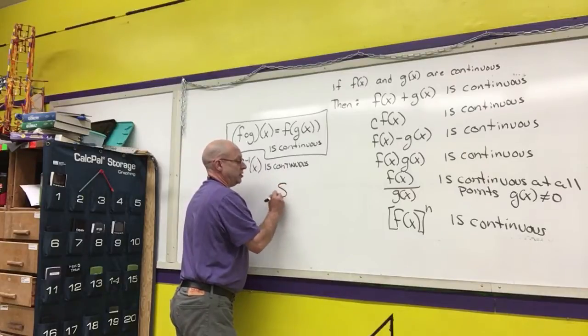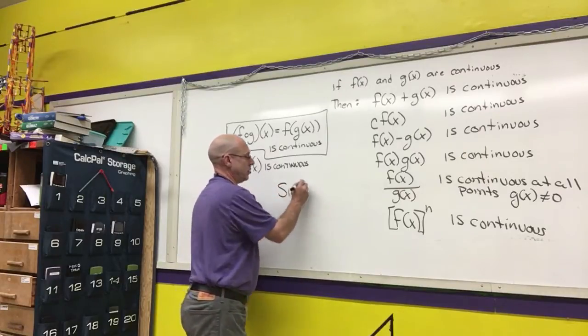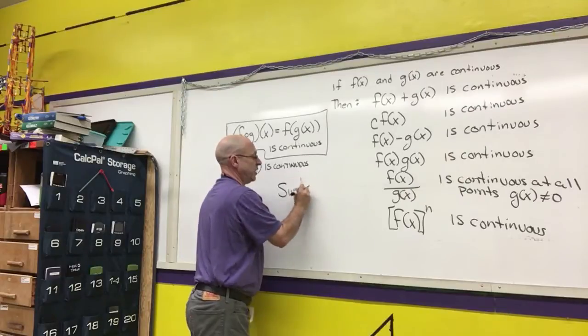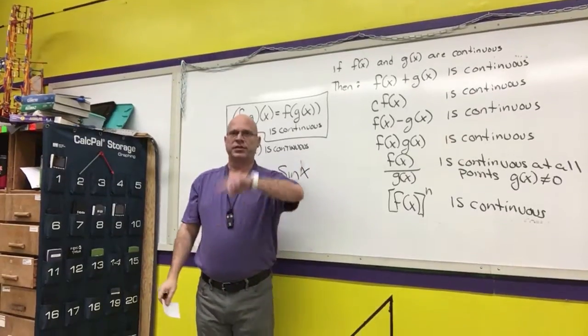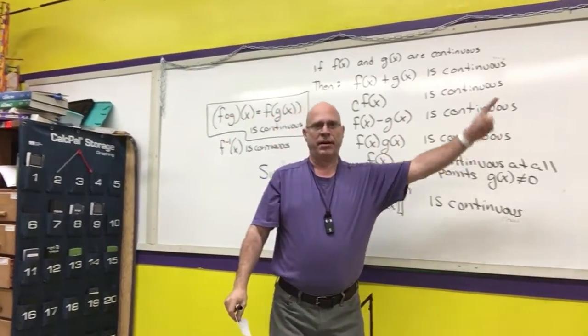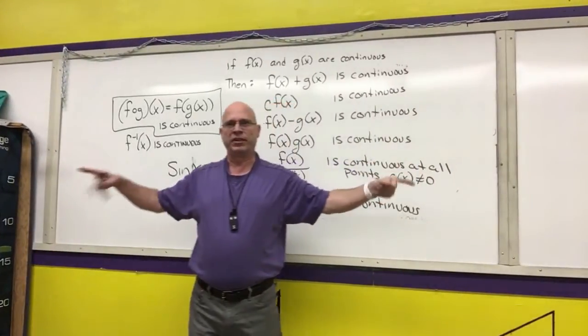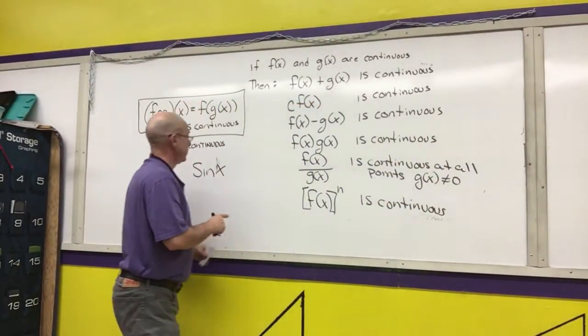We know that the sine function is continuous. So we know that sine of x is continuous because we know what its graph looks like. It starts out at 0, and then it goes up and down and up and down and up and down, continues on forever in both directions. So we know it's continuous.